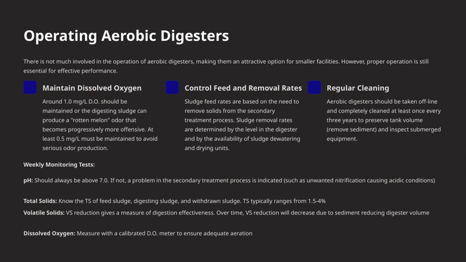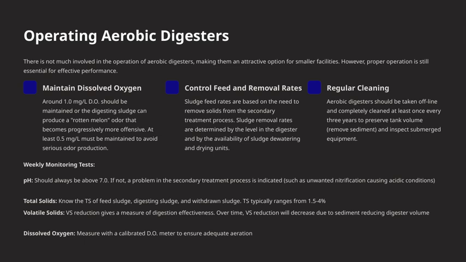First, maintaining dissolved oxygen levels is key. You want to keep it around 1 milligram per liter. If it drops below that, the sludge can produce a foul, rotten melon odor, which gets worse the longer it goes on. To avoid serious odor issues, at least 0.5 milligrams per liter should be maintained at all times.